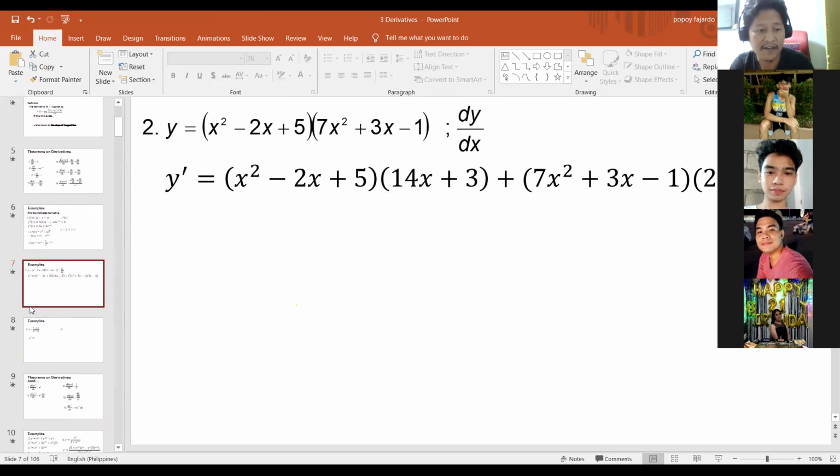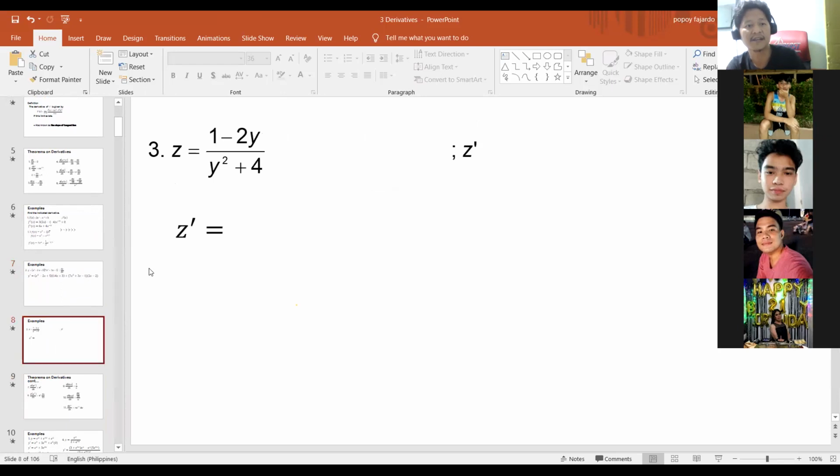Okay, so tuloy naman tayo sa susunod. Yung quotient rule naman tayo. So how do we find the derivative of this? So using quotient rule, low d-high minus high d-low.